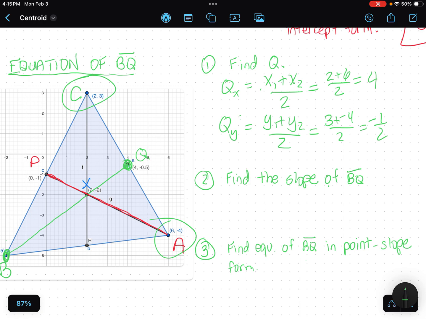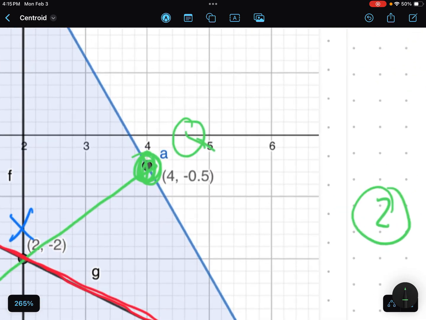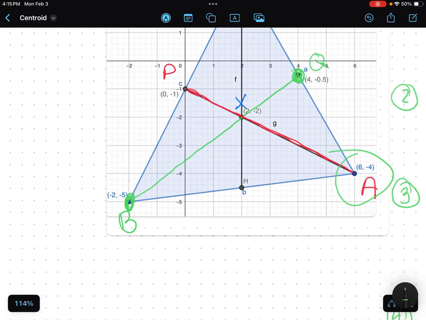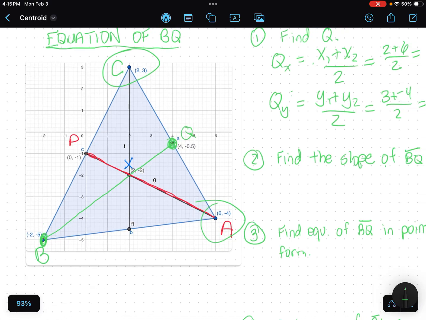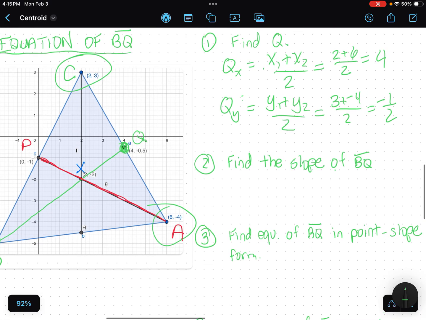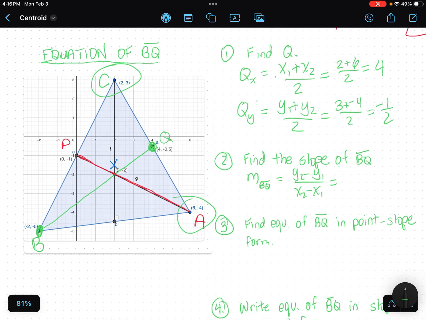So now that I have point Q's coordinates, I can substitute those coordinates into the slope formula to find the slope of BQ. So that becomes next on my agenda. The slope of BQ is just the difference of my y-coordinates over the difference of my x-coordinates. So you just substitute in as few or as many steps as you need to get your answer. In your papers, of course, you want to show all the details.